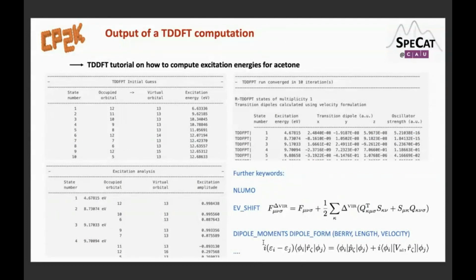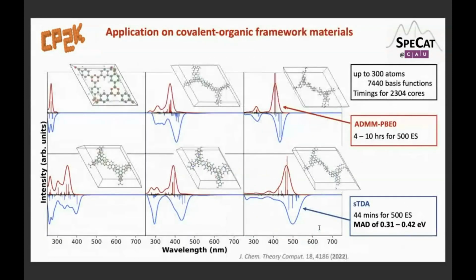There are a lot of other keywords still available, and you can have a look when going through the manual. For example, the dipole moments: you should always keep in mind here that you have to choose the correct representation. For example, if you want to treat periodic systems, then you should choose either the Berry or velocity representation.